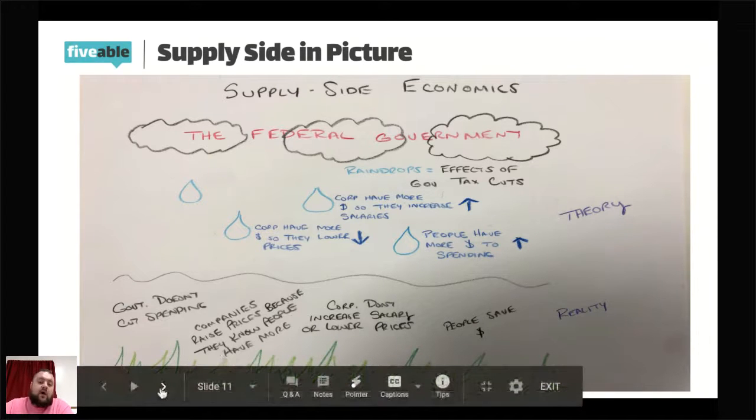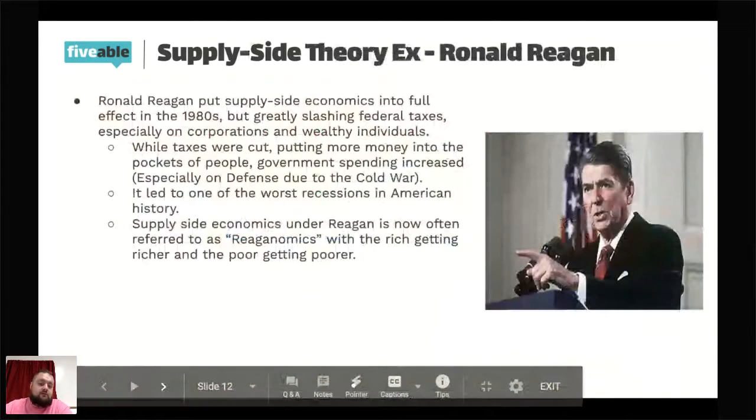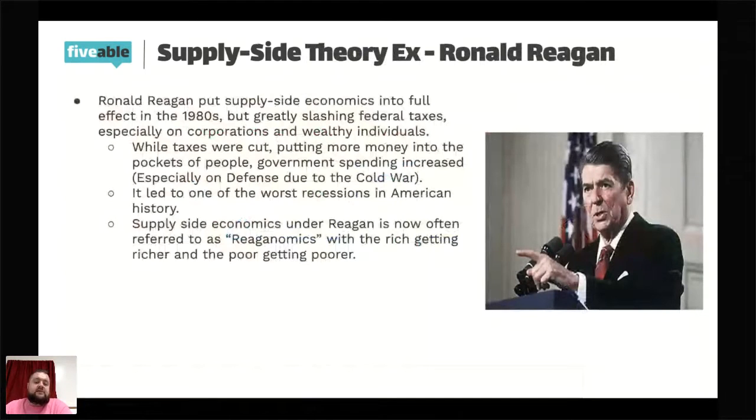So I'll give you the example of supply side theory using Ronald Reagan. Reagan put supply side economics into full effect in the 1980s by greatly slashing federal taxes, especially on corporations and wealthy individuals. Now, why do conservatives want to cut taxes so much for the wealthy and the corporations? It's not because they hate poor people. I don't want you to think that's the reason conservatives cut taxes on corporations and the wealthy much more than they do for the middle class and poor.